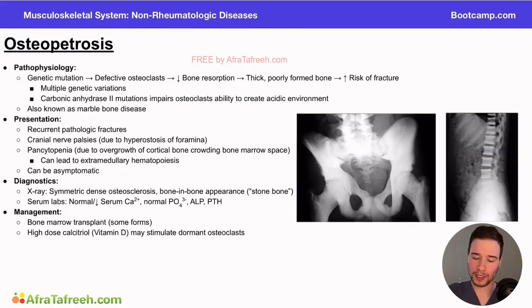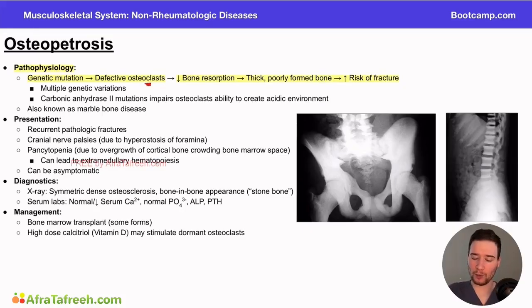And so if we draw our attention to the pathophysiology here, this is a genetic mutation that leads to defective osteoclasts. Remember, the C in osteoclast reminds us that those are the ones that consume bone, versus the B in osteoblast, which are the ones that build the bone. What happens then is that we get decreased bone resorption, which leads to thick, poorly formed bone and increases the risk of fractures. So again, it's not just that bones are being formed. They have to be formed in a certain way.